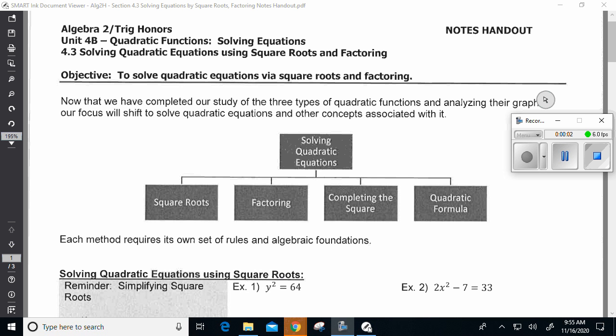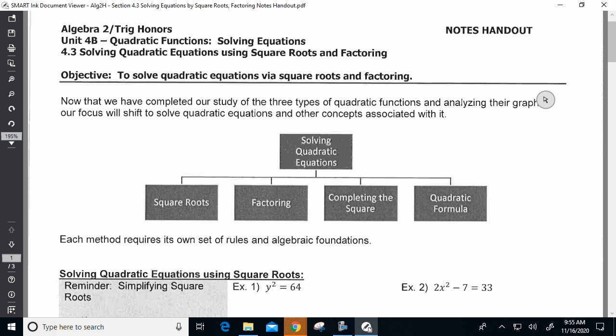Away from the graphing. There are still some tidbits of graphs that we'll still work with, but now we're going to shift our focus to solving a quadratic equation. So, as you can see on the diagram, there are 4 different ways to solve a quadratic equation. Unless the problem specifically tells you to solve it a particular way, I don't care which way you solve it.